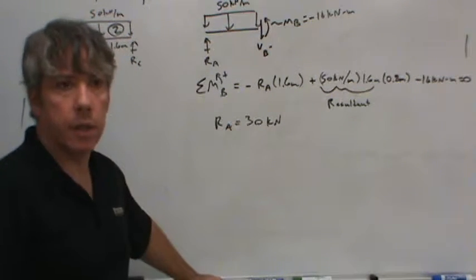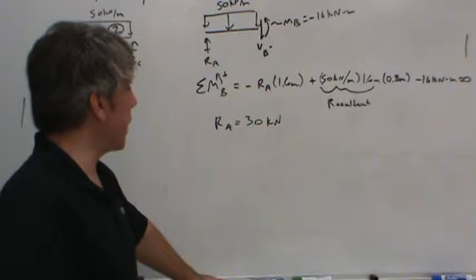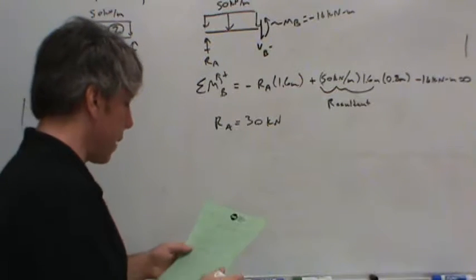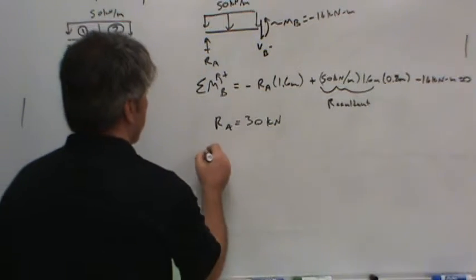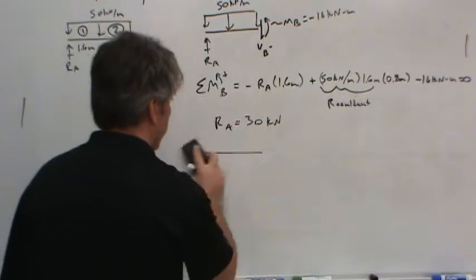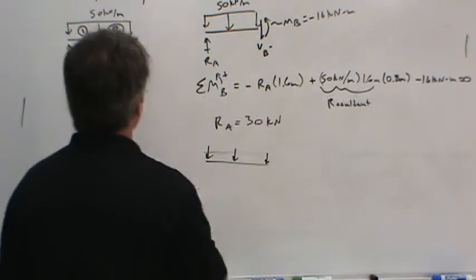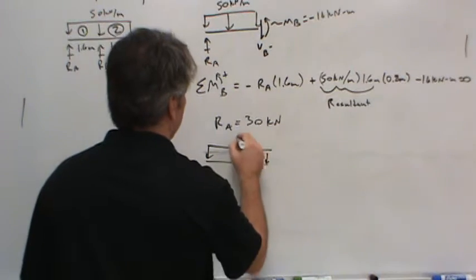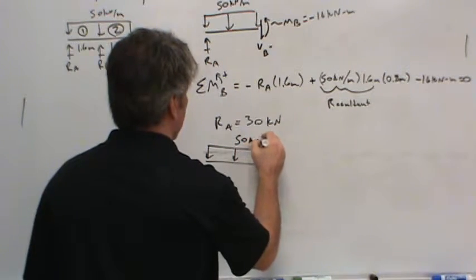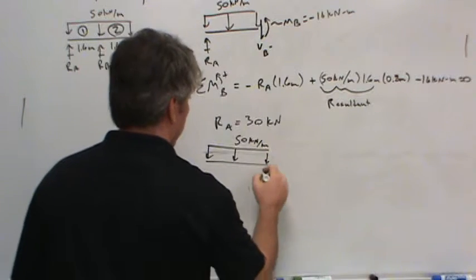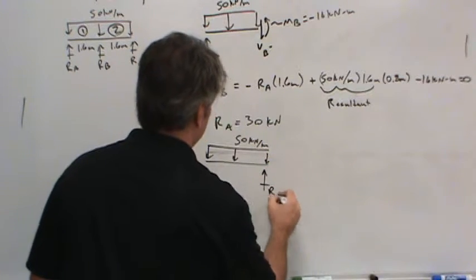Did it come out? 30 kilonewtons? All right. So there's the reaction at A. We can do the same thing on the other side. Draw a free body diagram. It's going to be too high. We'll draw a free body diagram with the distributed load in segment 2 of 50 kilonewtons per meter. There will be a reaction at C.